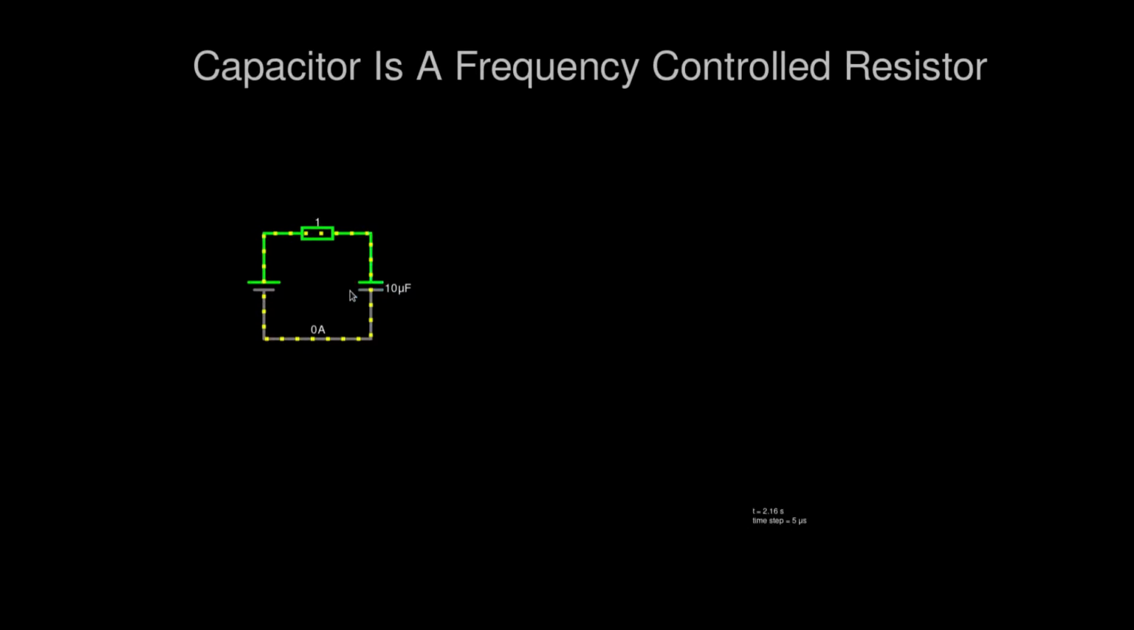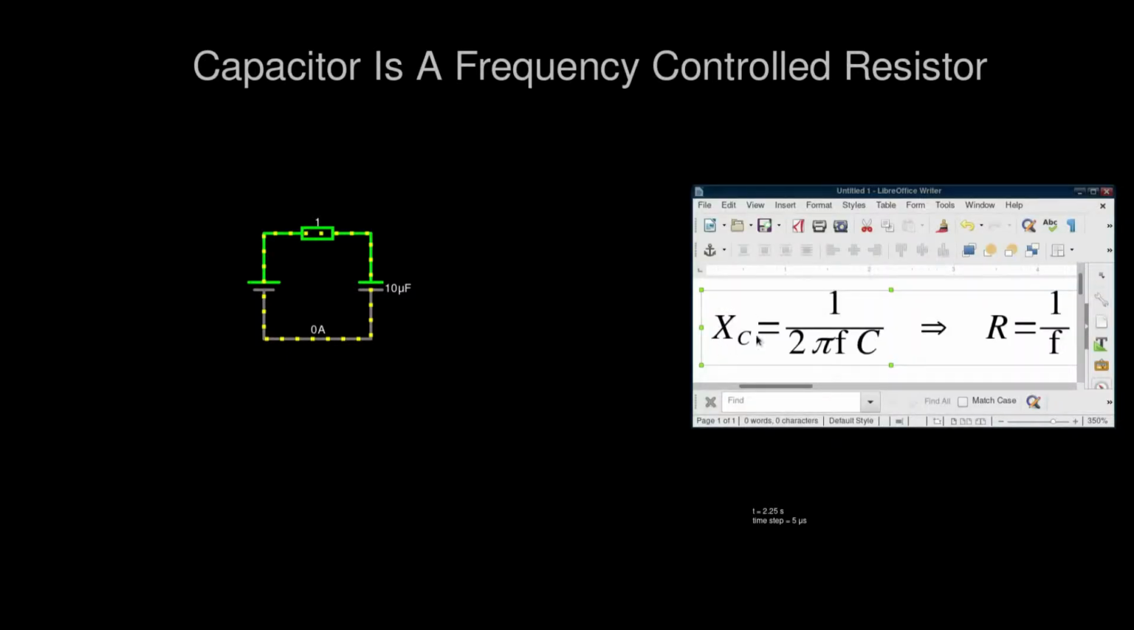And right now we have 0 amps on the amp meter because this is a DC circuit. So why do we have 0 amps over here? We have the impedance of the capacitor XC, which equals 1 over 2 pi frequency times the capacitance, and we don't have any frequency, so the frequency is 0, so 1 over 0 equals a lot. A lot of impedance, or in layman's terms, resistance, because they're both measured in ohms.